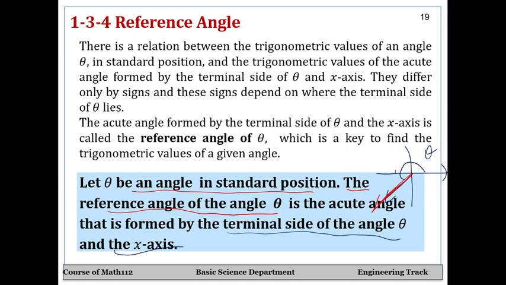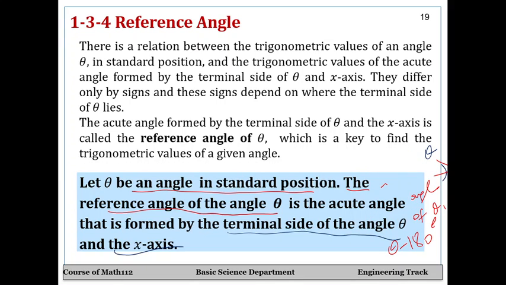The terminal side of theta is this, the x-axis is this, and now the acute angle formed by the x-axis and the terminal side of theta is here, so this one will be the reference angle of theta. So this is like theta minus 180.